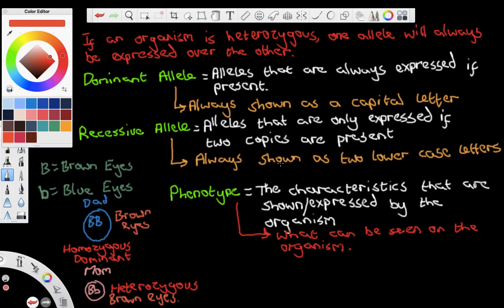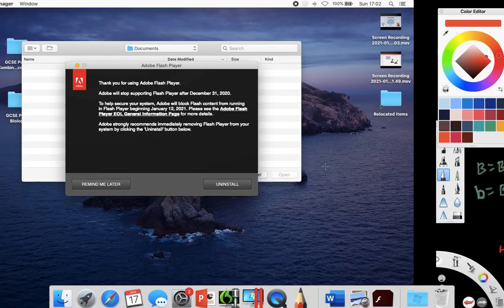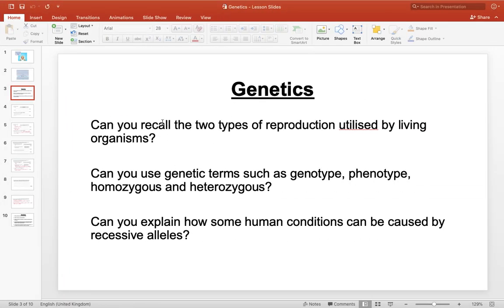So if you're asked what is the phenotype of this organism, you need to say what its characteristic is. Does it have blue eyes? Does it have brown skin? Does it have blonde hair? These are all phenotypes. So hopefully by now, you should be able to recall the two types of reproduction used by living organisms. You should be able to use genetic terms such as genotype, phenotype, homozygous and heterozygous. And you should be able to tell me how some human conditions can be caused by recessive alleles.